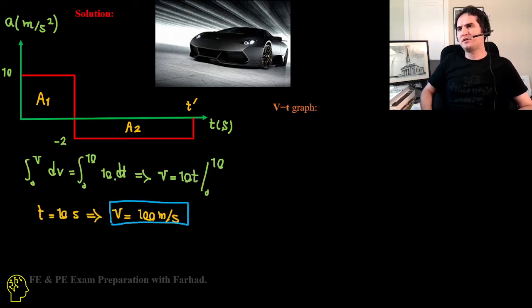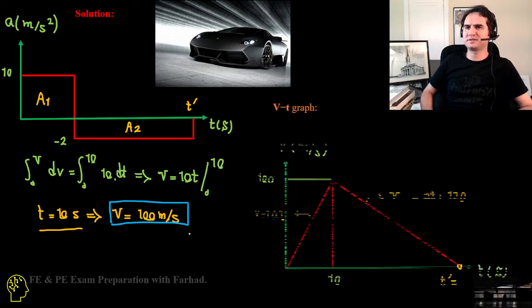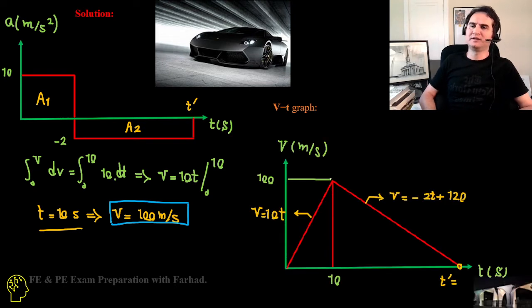Integration of dv from 0 to v is an integration from 0 to 10 of a dt, and a is 10. So v is equal to 10 times t from 0 to 10. So it says at t equal to 10 seconds, velocity is 100 meters per second, like what we have drawn here. And v is equal to 10t, like the equation we get for it.